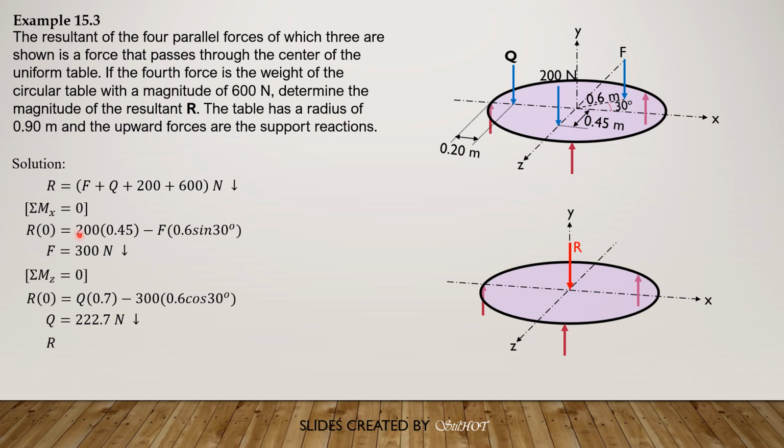So therefore R is F, 300, plus 222.7 plus 800. 200 plus 600 is 800. Therefore the magnitude of R is equal to 1332.7 newtons. And that's the answer. You don't need to indicate downward because we are only asked to solve for the magnitude.